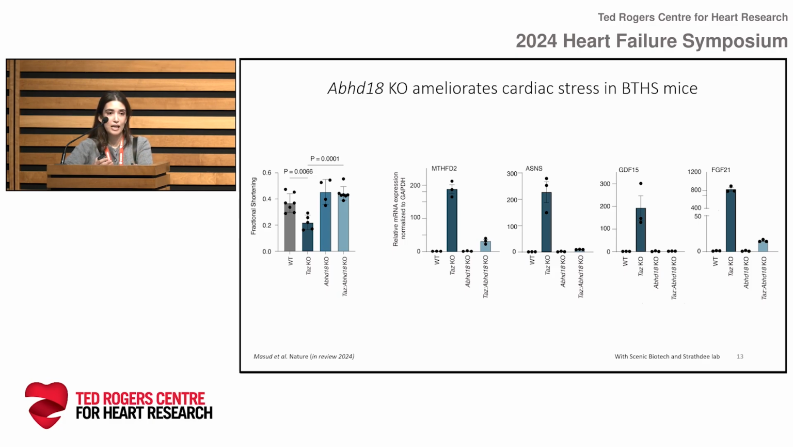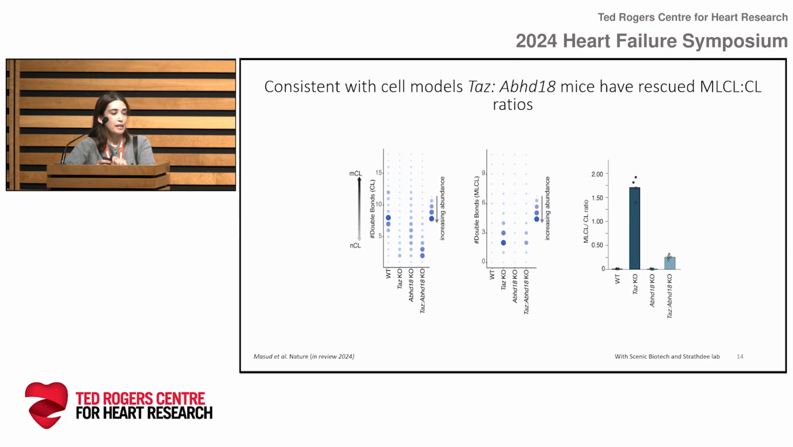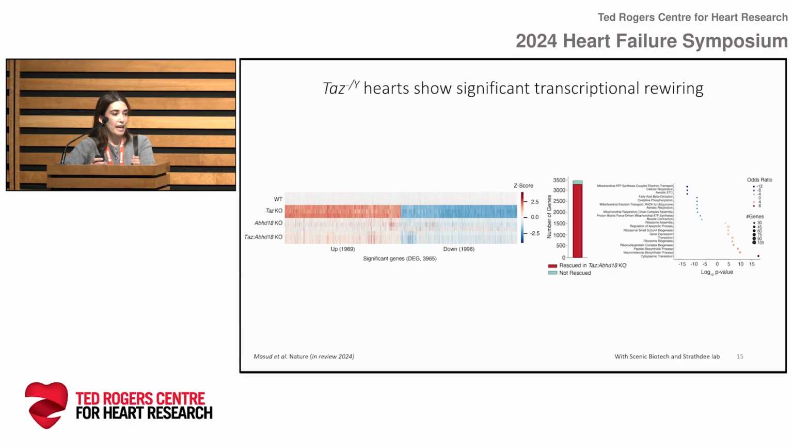So at 10 weeks of age, we did echocardiograms on these mice, as well as looked at a number of cardiac stress markers that are often profiled in Barth syndrome patients, and again found that the double mutant restored these to near wild type. We also restored the cardiolipin, monolysocardiolipin ratios and saw the same thing that we were seeing in cell lines. And in doing transcriptomics of the mice heart, we saw a huge amount of dysregulated genes in TAS mutant mice, but we've restored and essentially rescued nearly all of these dysregulated genes in the double knockout.